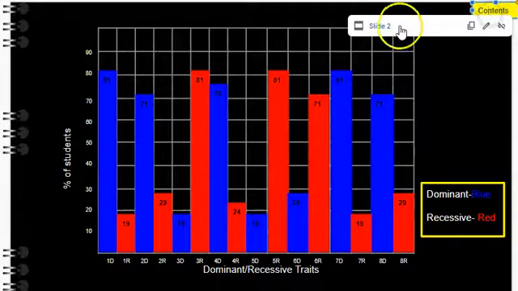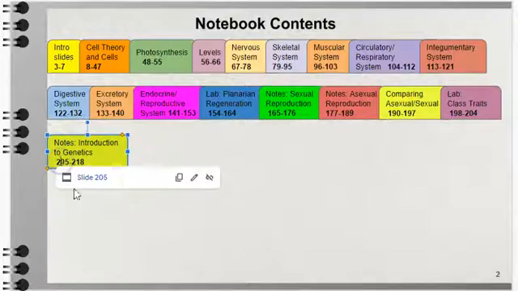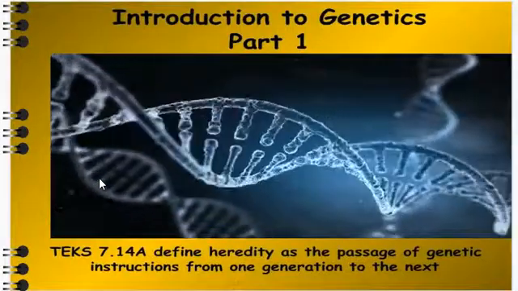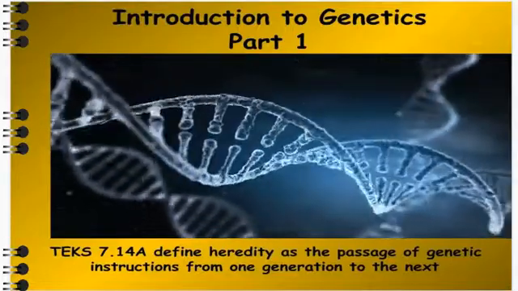Let's go back to contents. Then the next tab I put in was the notes, Introduction to Genetics. And on mine, it starts on 205. You should be pretty close to that. Shouldn't be too far off on these. Go to that slide. We just got these notes last Friday. Starts with this one.